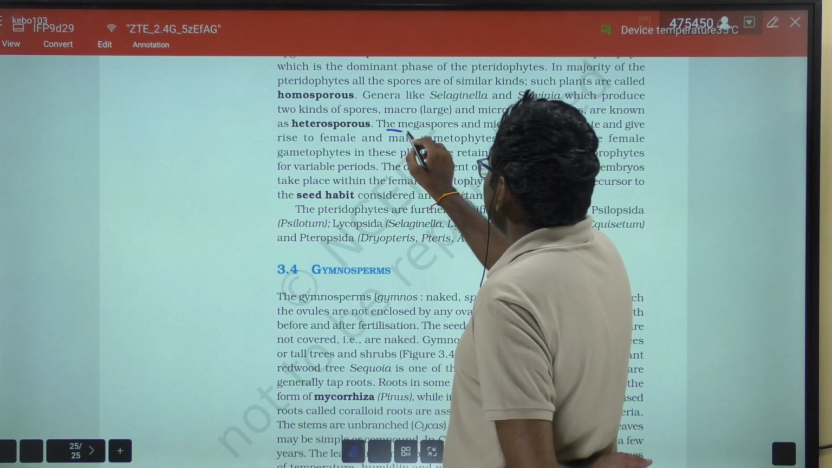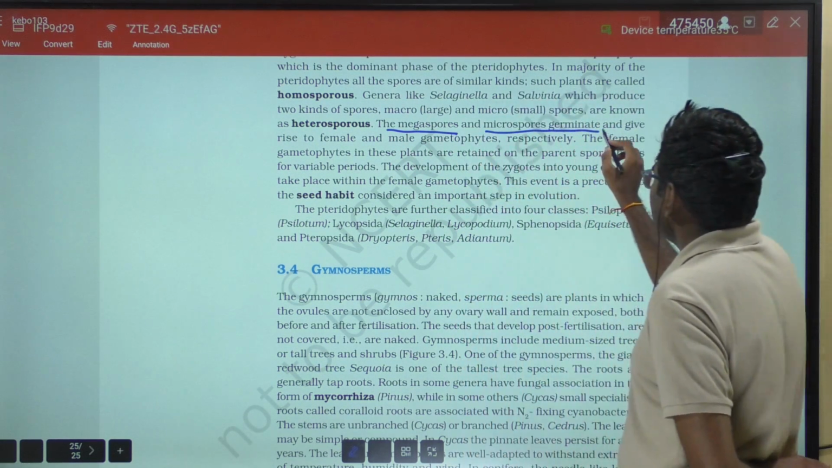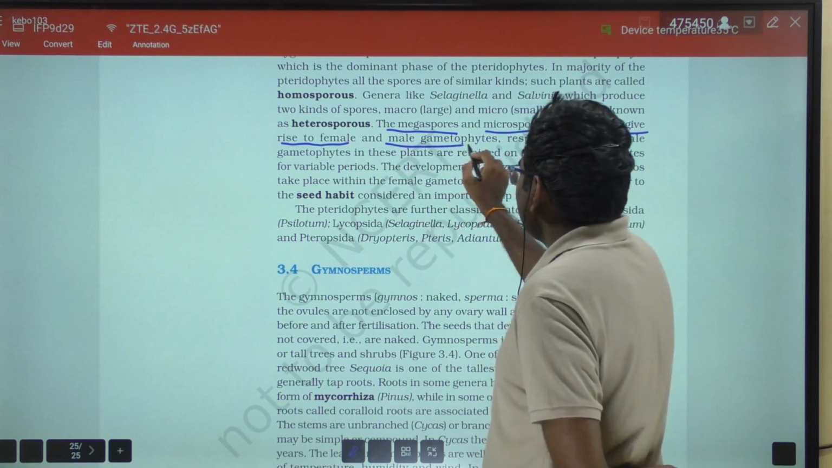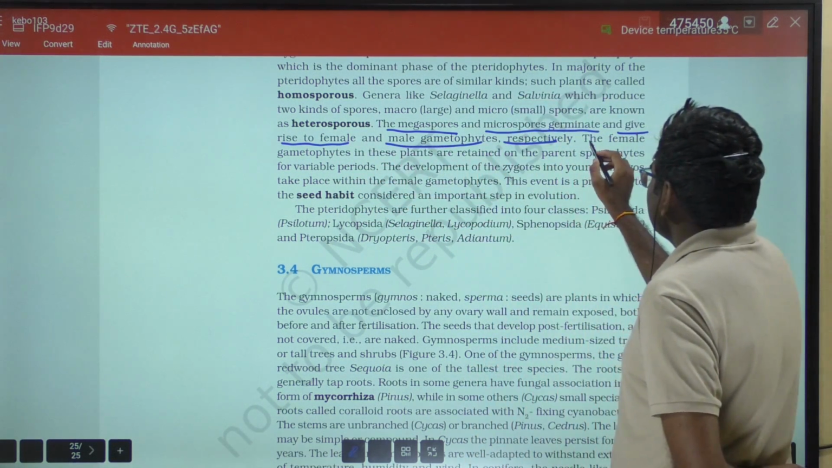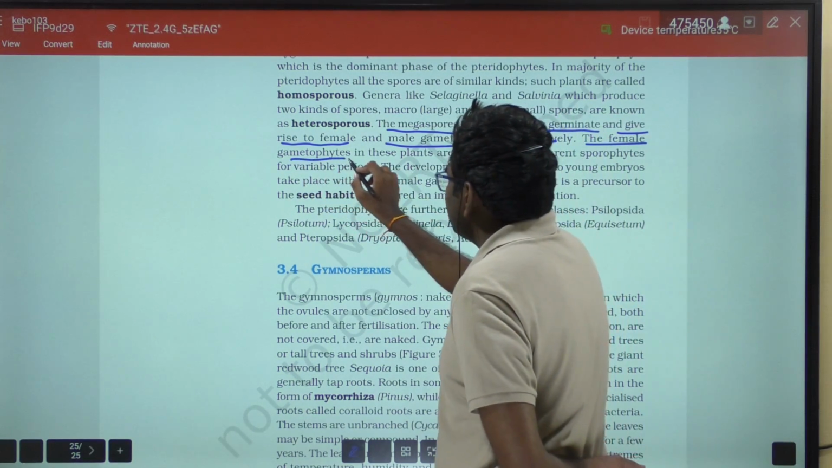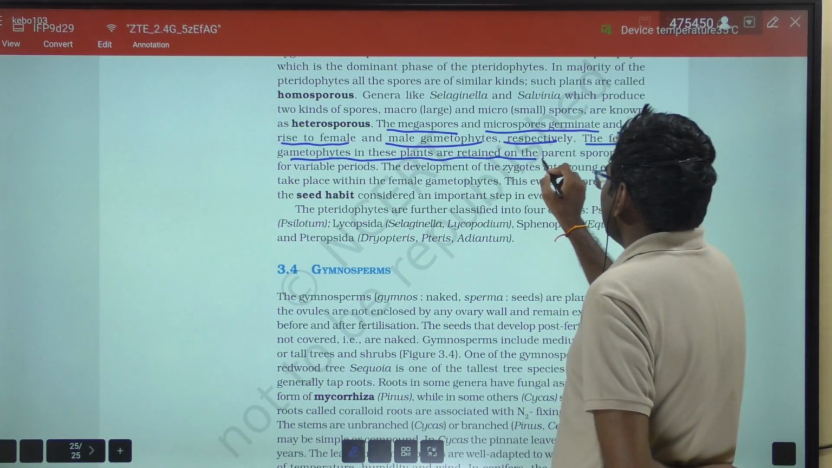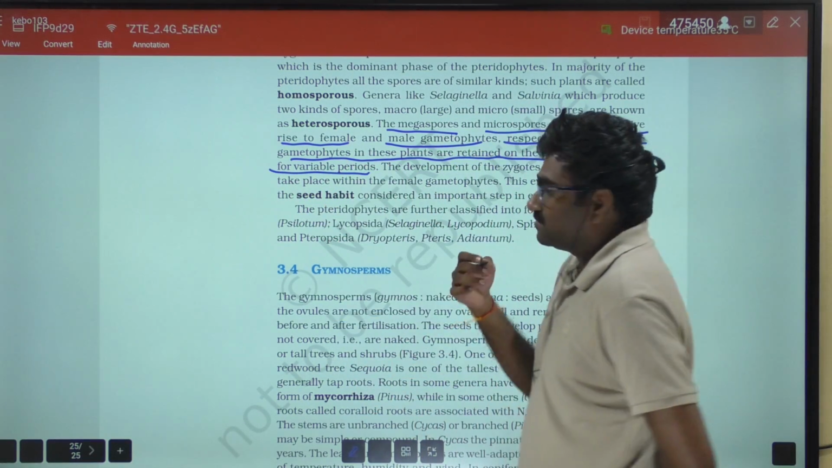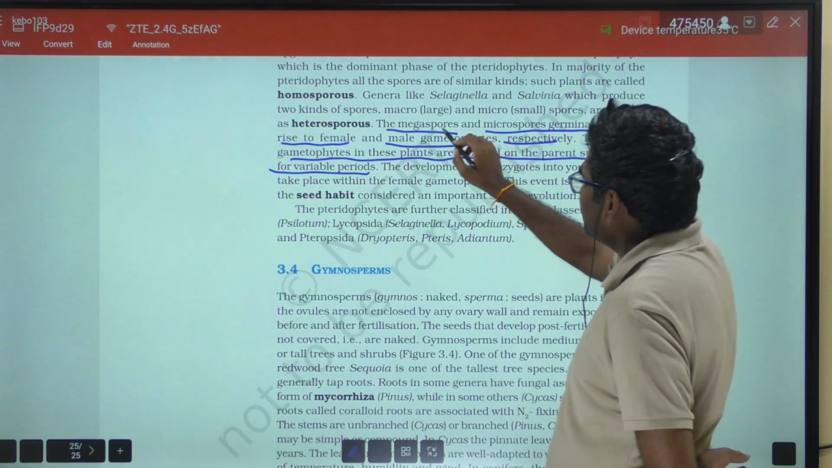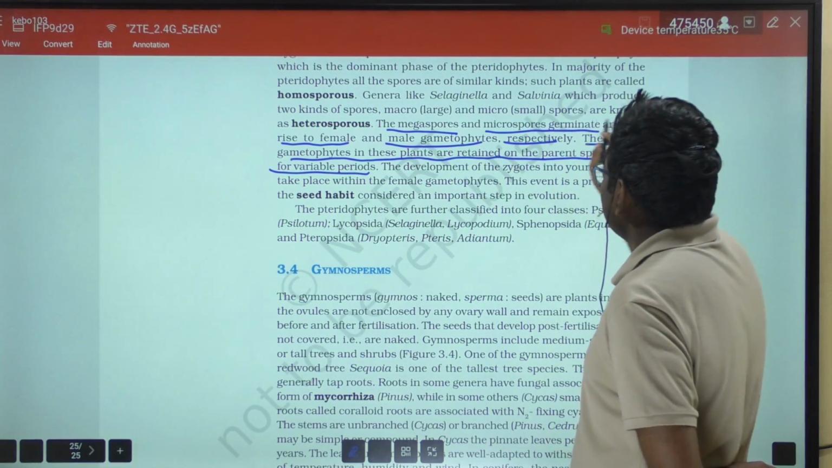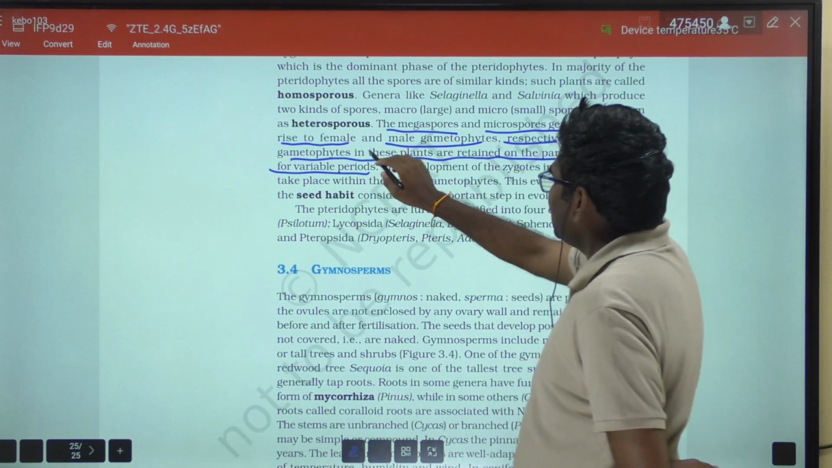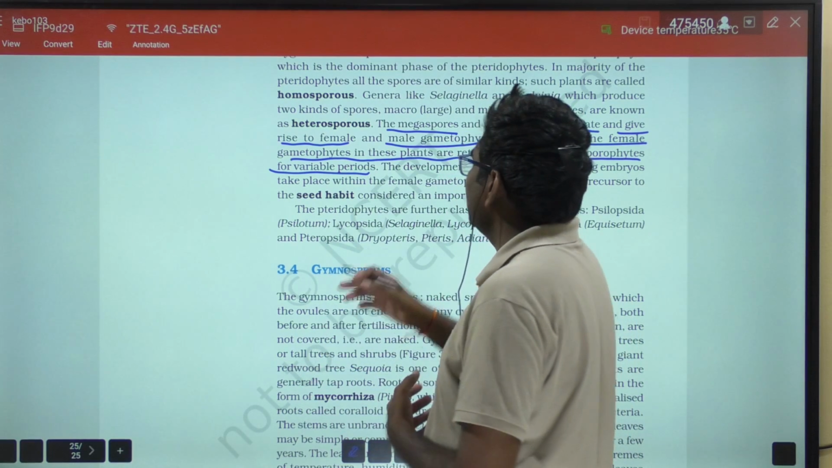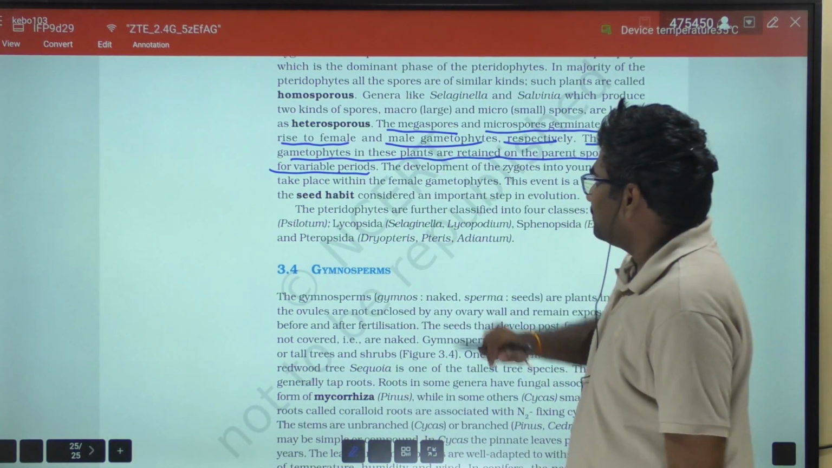So the megaspores and microspores germinate and give rise to female and male gametophytes respectively. The female gametophytes in these plants are retained on the parent sporophytes for variable periods. In heterosporous pteridophytes, the megaspores and microspores germinate to give rise to female and male gametophytes. From the megaspore, the female gametophyte is formed. From the microspore, the male gametophyte is formed.